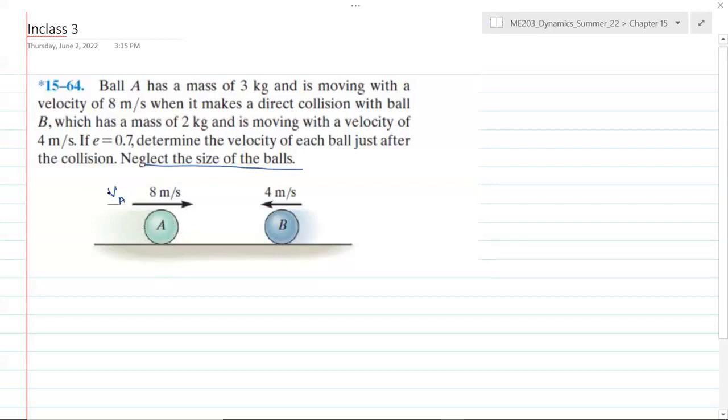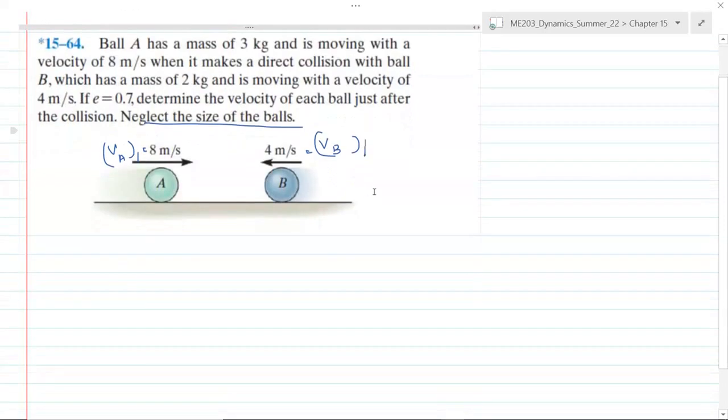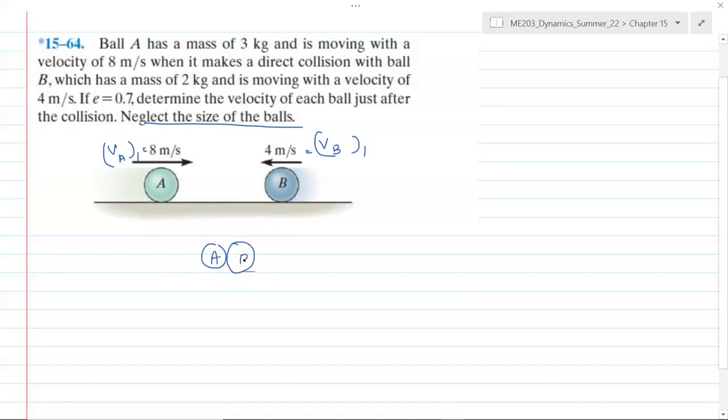What we know here is VA1 and VB1. This is very similar to the problem involving collision of two cars, rail cars. However, what we do not know is the velocity of either A or B after impact. So let's say this is the impact, and then after impact, we do not know the velocity of ball A and ball B.